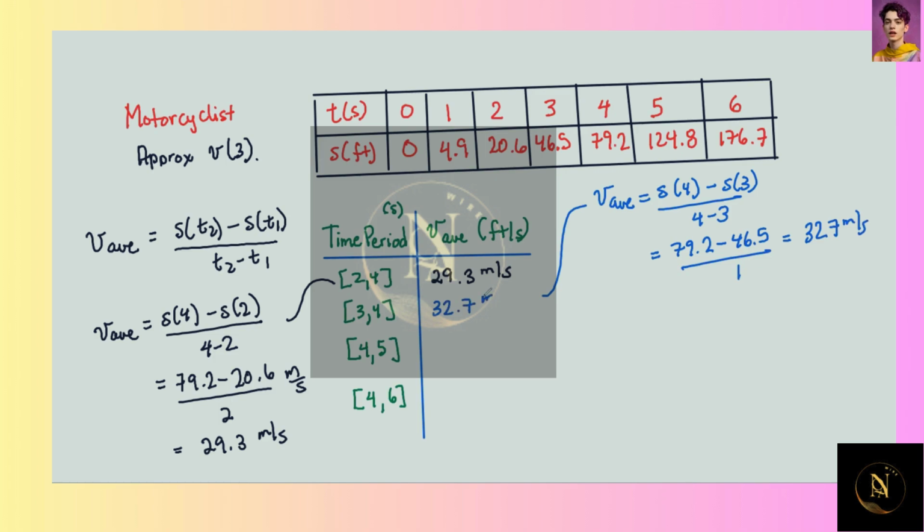Okay, so the same process of plugging into the average velocity formula for the different intervals will give us the rest. If we went from 4 to 5, then we get 45.6 meters per second. And if we go 4 to 6, when we use the formula, we get 48.75 meters per second.